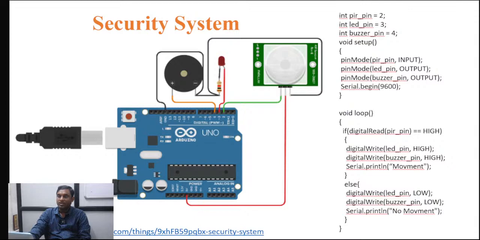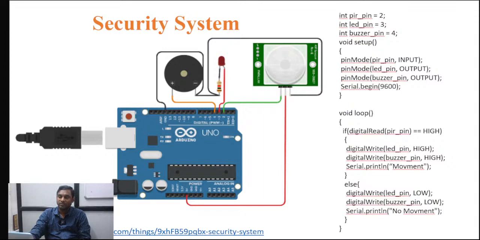Then integer LED pin. So the variable is LED pin. It is assigned as pin number 3. Then integer buzzer pin. So buzzer pin is assigned to 4. Okay. Now, once the declaration is over, then we will go to the void setup.